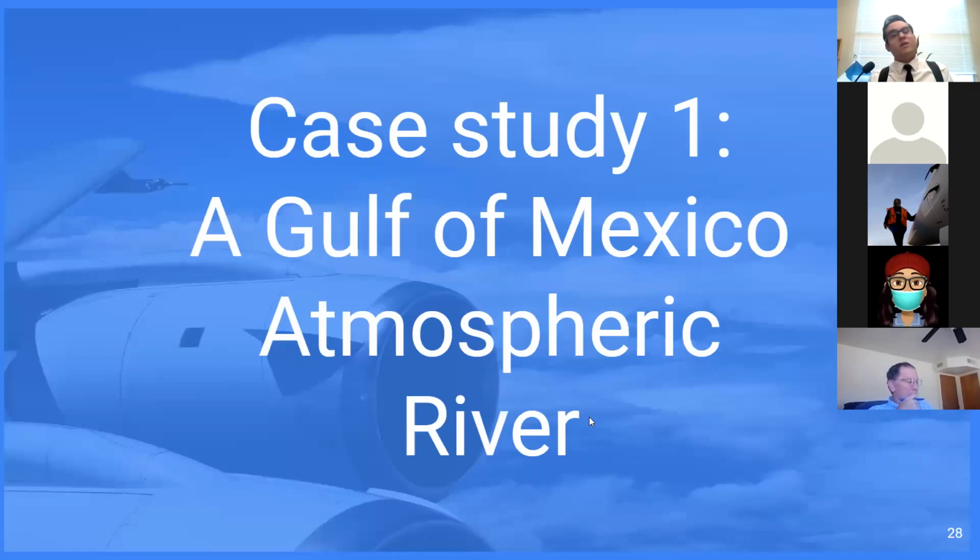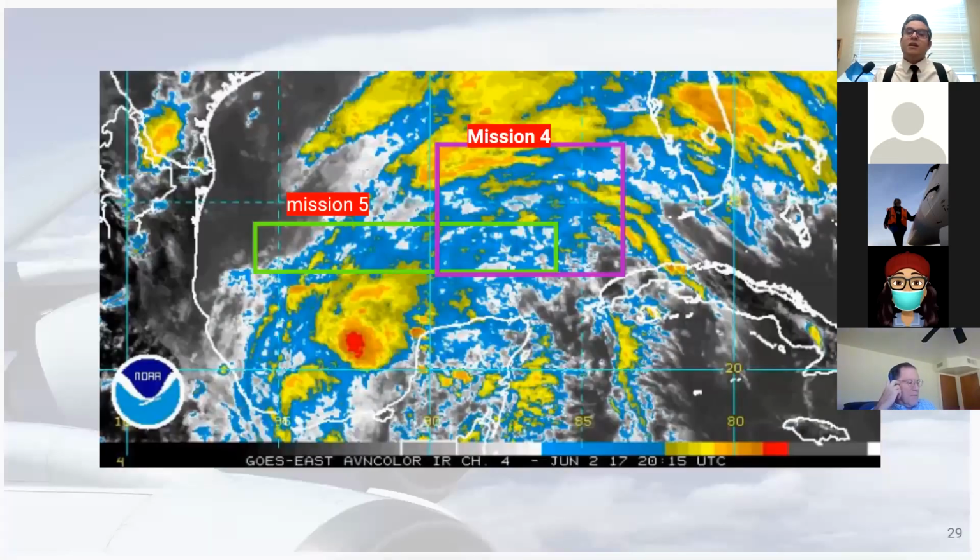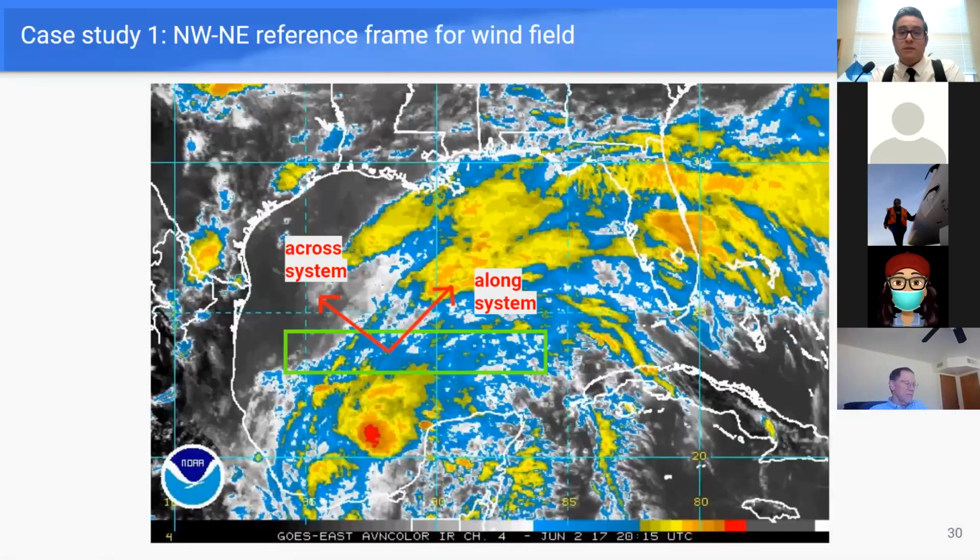So case study 1, a Gulf of Mexico atmospheric river. It comprised two missions, and the experimental grids are indicated here. This is the situation for June the 2nd of 2017, which corresponds to mission 5. Mission 4 corresponds to June the 1st, 2017, which is close enough to say that this satellite image applies to both of them, even though it's not exactly the same. So we will have 3DVAR data analysis with both of them.